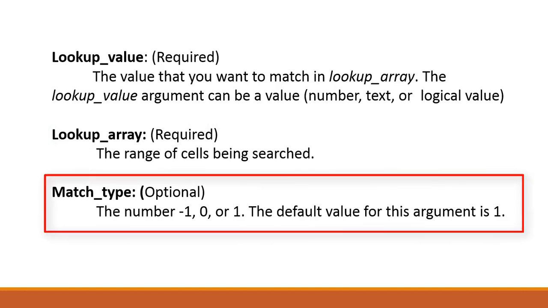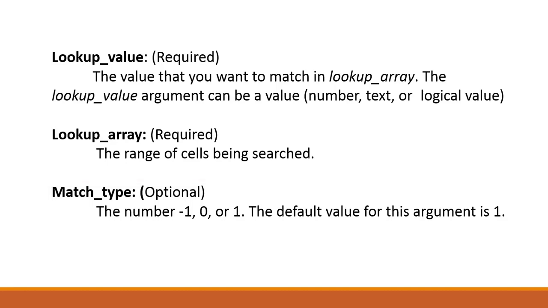And the third one is match type. It's optional. It's not compulsory. In the match type, we have three numbers: -1, 0 or 1. By default, if you are not passing any argument as match type, it takes 1. But generally, we'll use 0 as the match type.